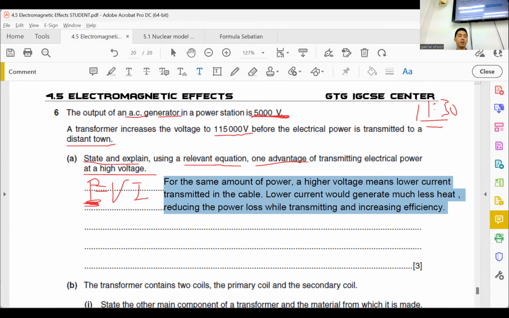Optional, it's not really important, but I'm just writing that to let you guys know we're using the same power because we're assuming transformers have the same power in the primary coil and the secondary coil. Okay, everyone.